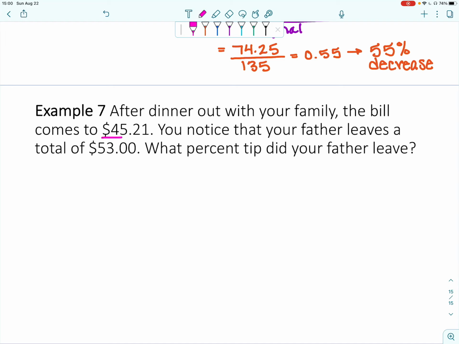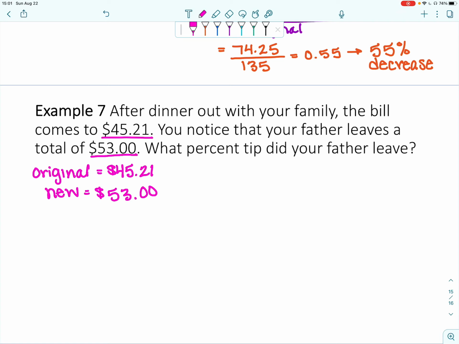So we have a bill of $45.21 and then the amount that your father left, which was $53. So we need to know which of these was the original price of the meal and which was the new one. The original price is going to be whatever your bill comes to before you leave the tip. So that's going to be $45.21. The new price is going to be whatever you leave or whatever your total comes to after you've left the tip.